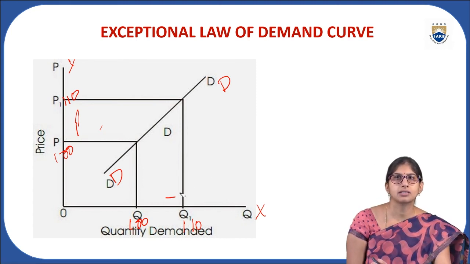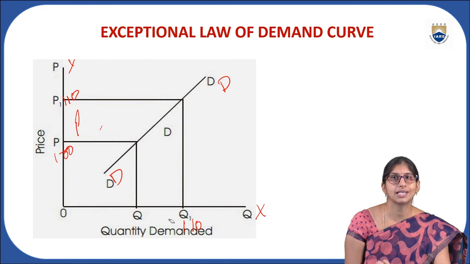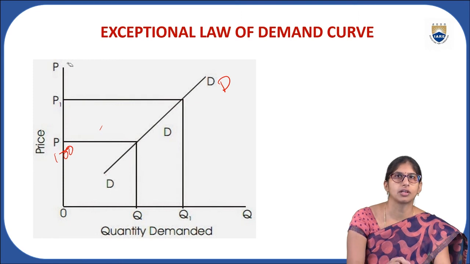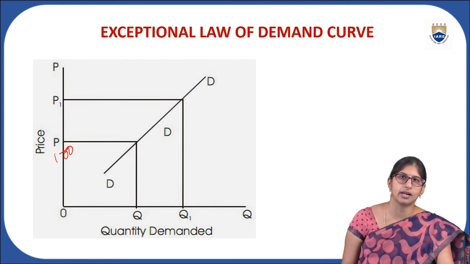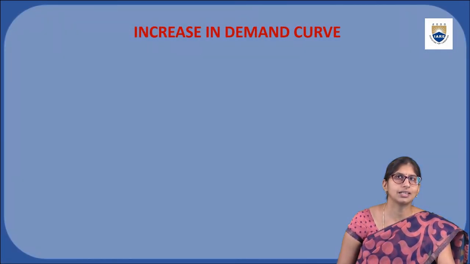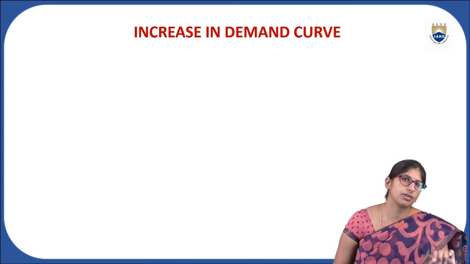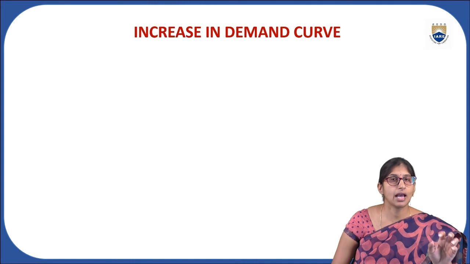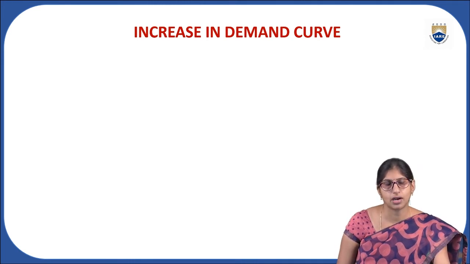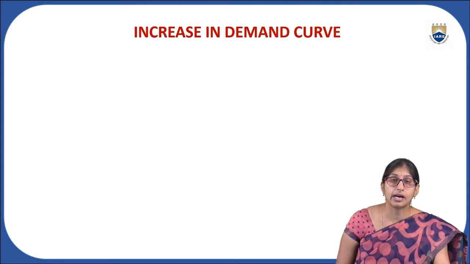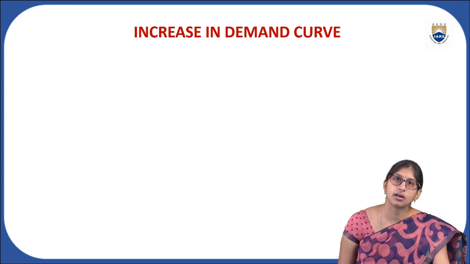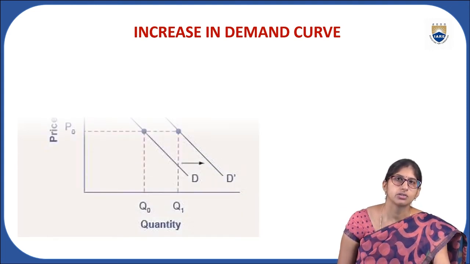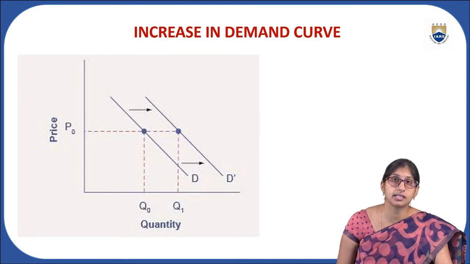Okay. So next, let us try to understand what is increase in demand, decrease in demand, and extension and contraction of demand. Coming to increase in demand, we also call increase and decrease in demand a change in demand. Why is there a change in demand? Because we have various determinants of demand. So when any of the determinants of demand changes, then there will be a change in the demand curve.